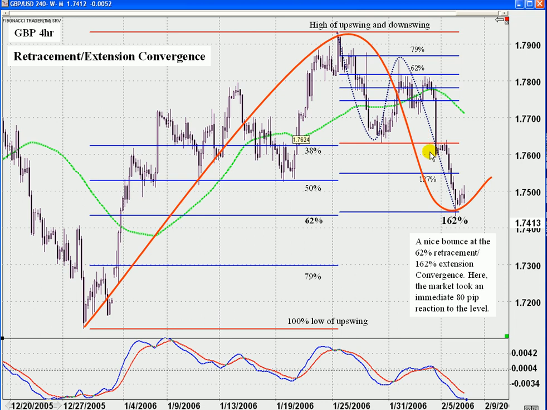It fell, and here an economic report put it below the lows, and it consolidated below the lows. Then it targeted the next lows and went to 162% extension on the downswing, 62% retracement level on the big upswing, and we had a real nice bounce here as well. You can see it's over 100 pip bounce, but it actually bounced a little bit deeper, and then it continued its downswing.